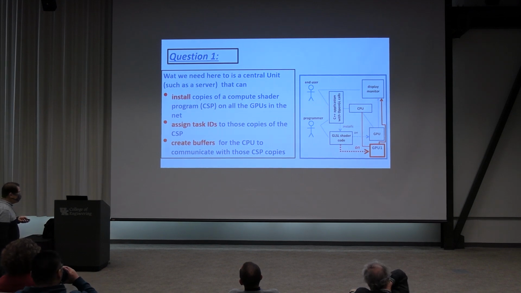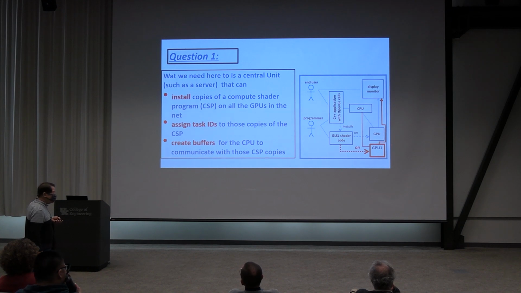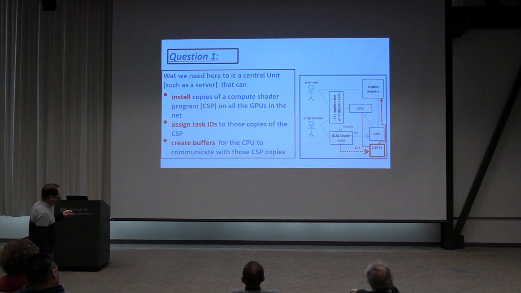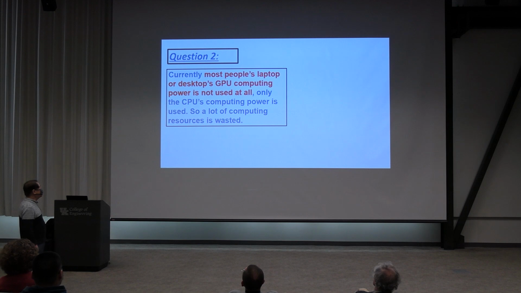In addition to its own GPU, that CPU can also install shader programs on other GPUs of those machines in the net, and assign task IDs to those copies, and create buffers for the CPU to communicate with those GPU copies. So instead of a CPU that can only work with its own GPU, we hope that this CPU can also install the same compute shader programs, vertex shader programs, and fragment shader programs on the other GPUs as well.